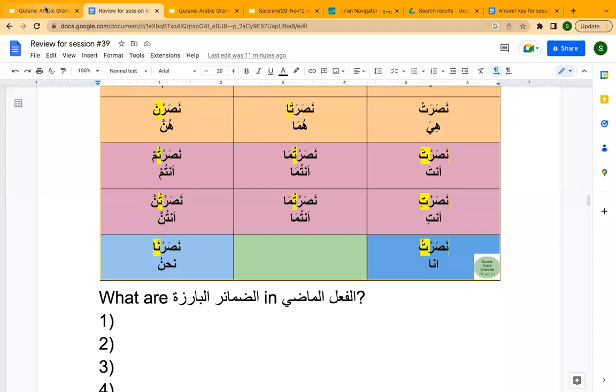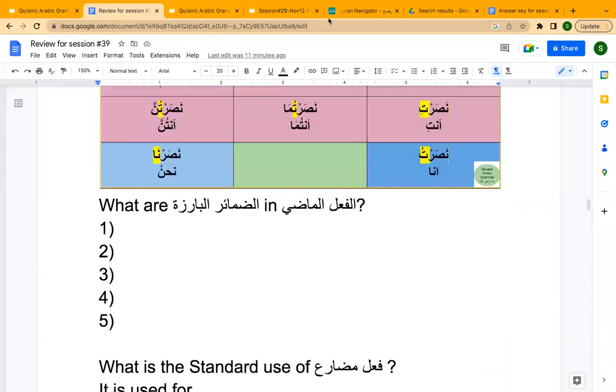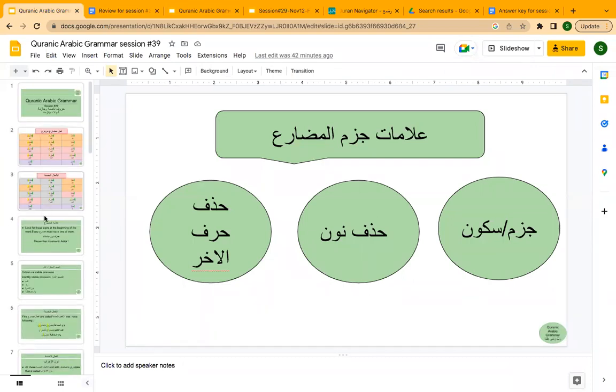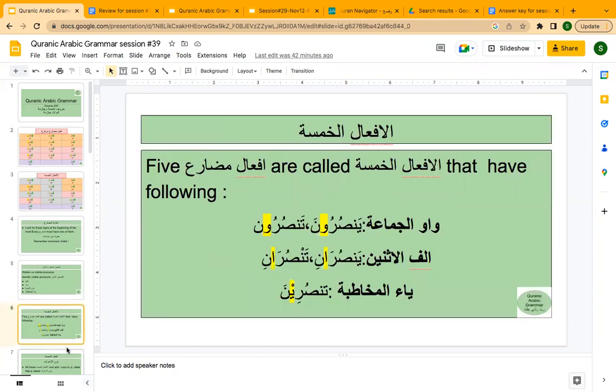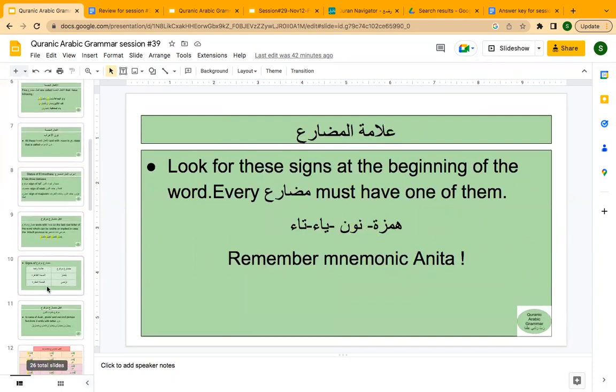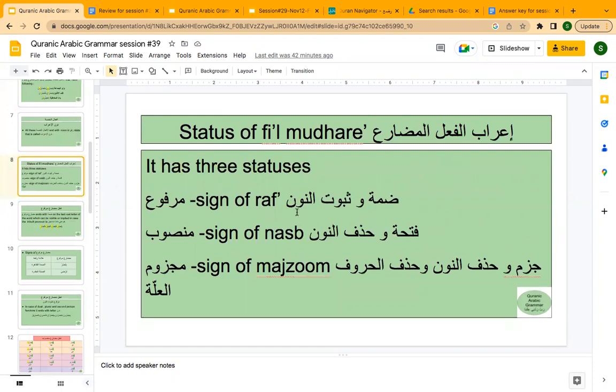So let's just start with what we were supposed to learn today. Okay, inshallah, bismillah. So we have learned how sometimes mudare can have three statuses, right? So everyone is well versed with the three statuses of mudare, right? Sign of raf, sign of nasb, sign of jazm, everything is something that we have covered, right? And everyone is now very well aware of the three statuses that our al-failul mudare have, okay?